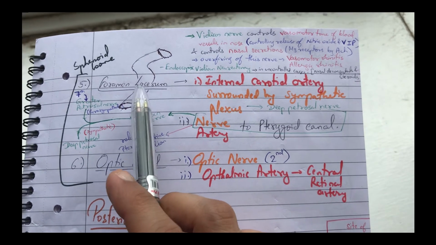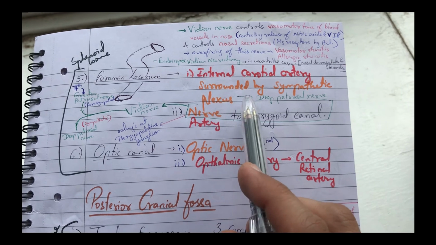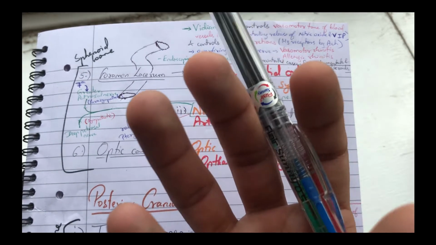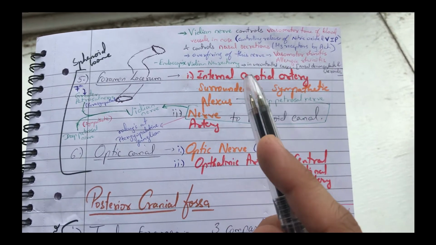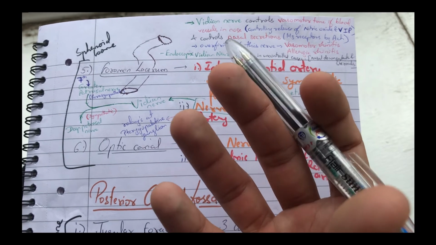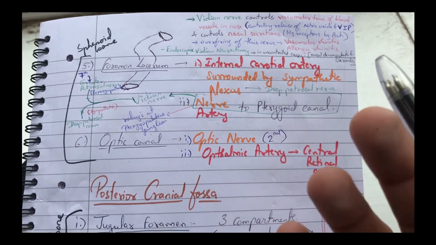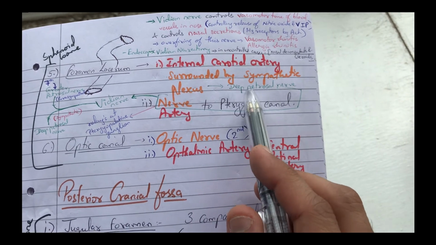Also, this foramen lacerum along with the internal carotid artery possesses the sympathetic plexus. It's basically a whole network of nerves that surround the carotid artery, and they are the sympathetic plexus, so they control the vasomotor tone of the internal carotid artery, and from it arises the deep petrosal nerve.